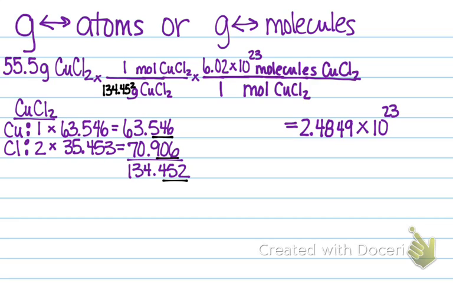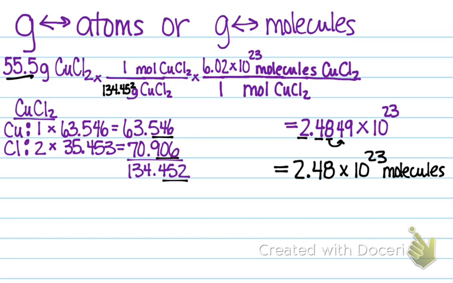And I'm just going to double check that to make sure that it makes sense. Yeah. Okay. Sig figs, I go back to the given. I have 3, so my answer can have 3. So I have 1, 2, 3. Looking next door, it's a 4, so it's going to stay the same. So my answer should be 2.48 times 10 to the 23rd. And the label should be molecules of, in this case, CuCl2.